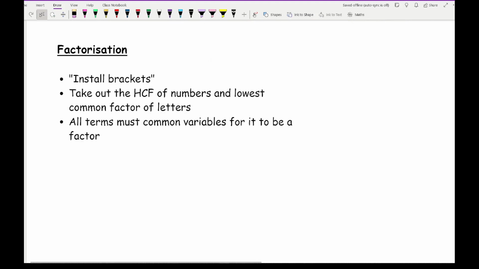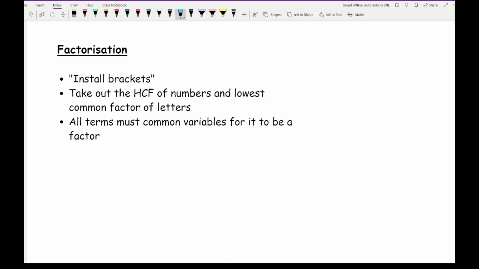Factorization, so this is basically where you're inserting brackets. And again, you want to take the highest common factor of the numbers and the lowest common factor of the letters. So just be mindful of knowing how to factorize, and all terms must have common variables for it to be a factor. And again, if you're not great with, I would say from this list of algebra topics, I know that a lot of foundation students that I've taught tend to struggle more with factorization than multiplying out brackets. So just make sure that you are able to do that.